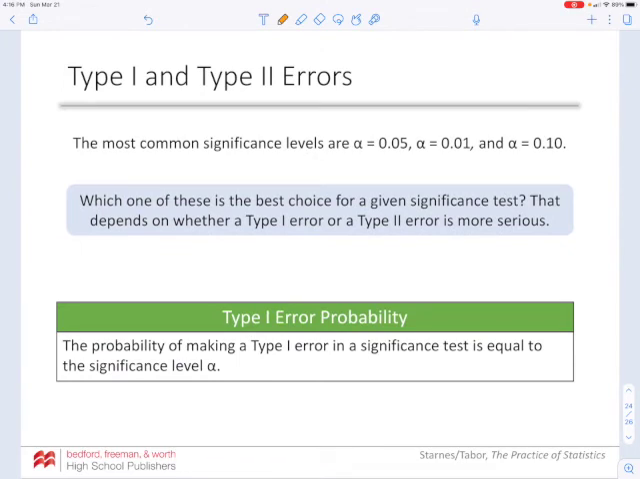So the most common significance levels that we talked about before were 5%, 1%, and 10%. So which one of these is best? Well, it depends on whether a type 1 error or a type 2 error is more serious. So a company will want to think about, okay, what could possibly go wrong with my testing? Which error is worse? Which one should I be more cautious of? The probability of a type 1 error is actually equal to our significance level. So if we use 5%, that's the probability of a type 1 error. If we use 10%, that's the probability of a type 1 error.